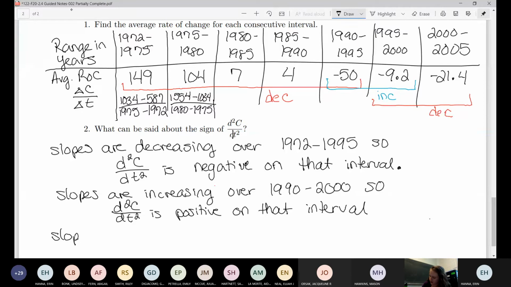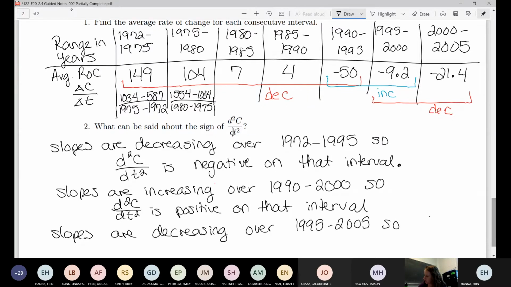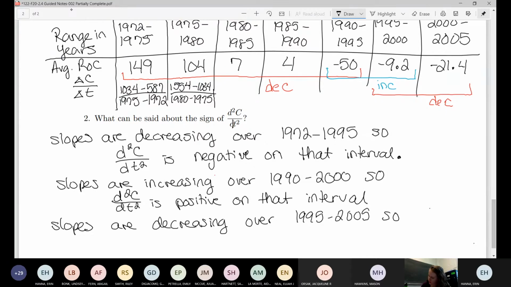And then again, the slopes are decreasing over 1995 to 2005. So the second derivative, let me scroll down the tiniest bit, is negative on that interval.